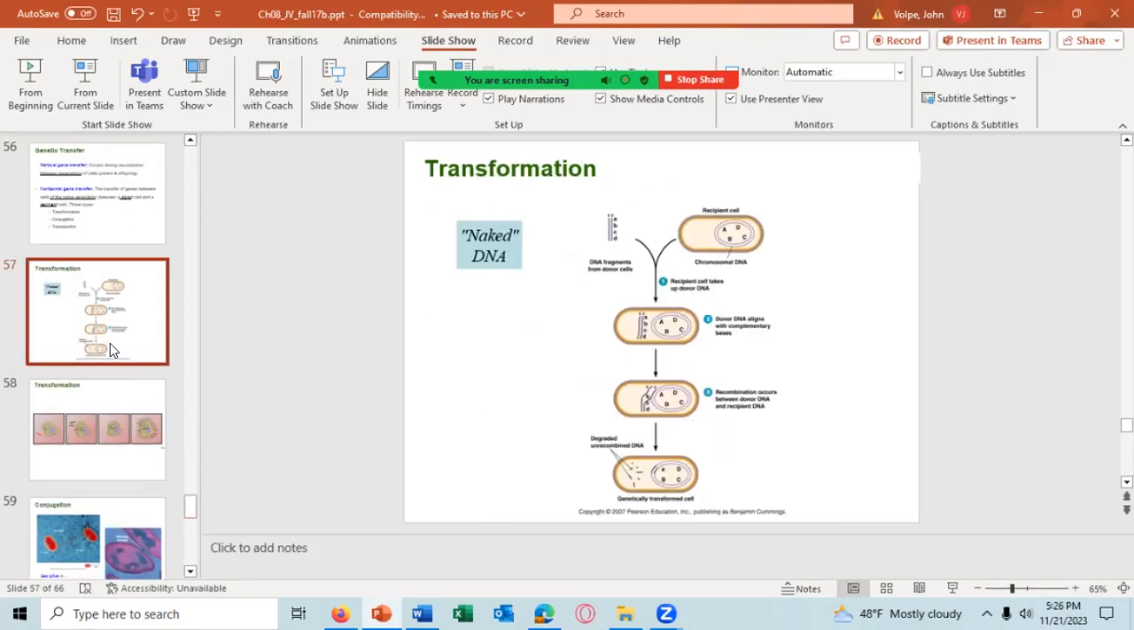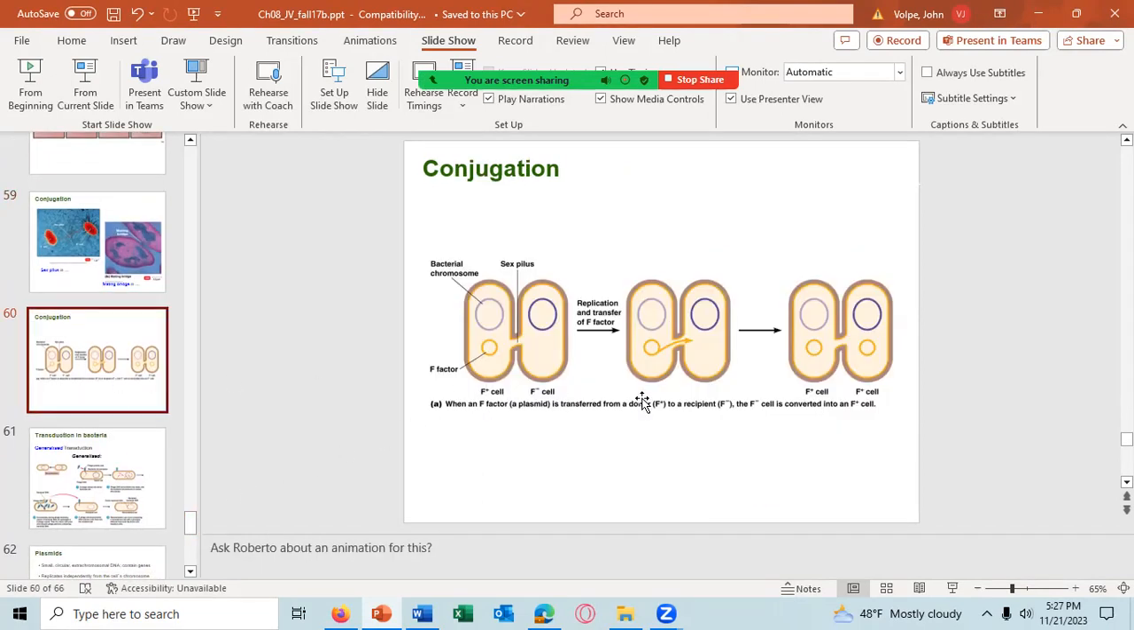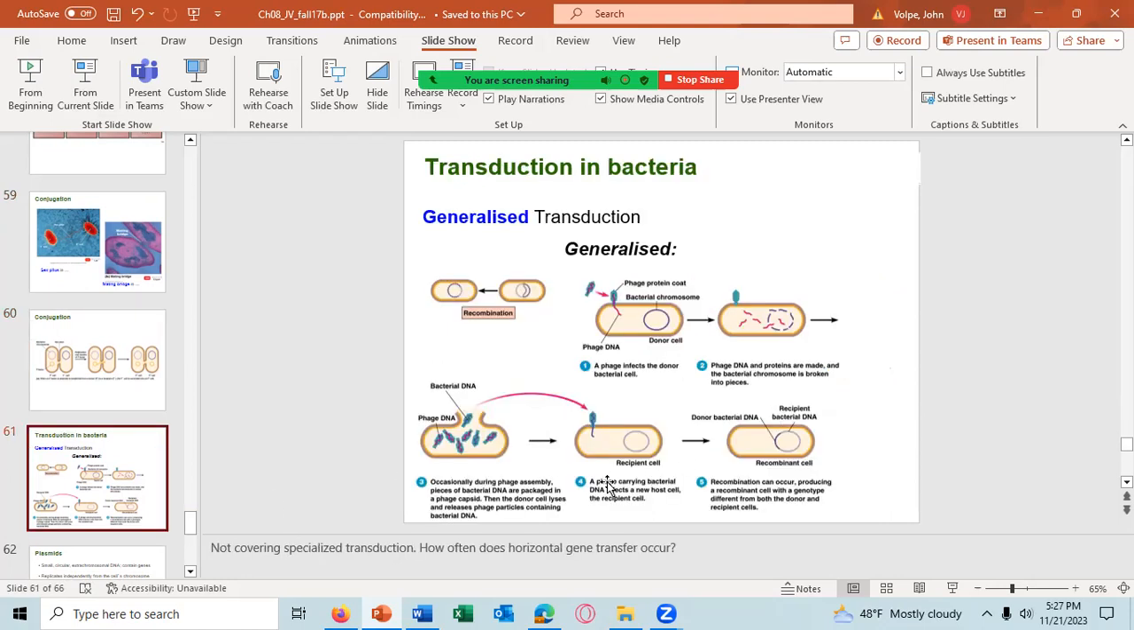And it can happen with transformation also. I'm not sure it happens 10 times more frequently with transformation than it does for chromosomal DNA. But like I said, a plasmid DNA is more likely to be taken in by this cell or to be exchanged in sexual conjugation or in transduction than a piece of chromosomal DNA.